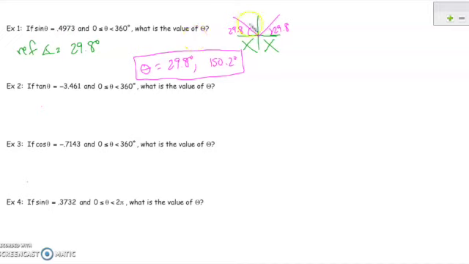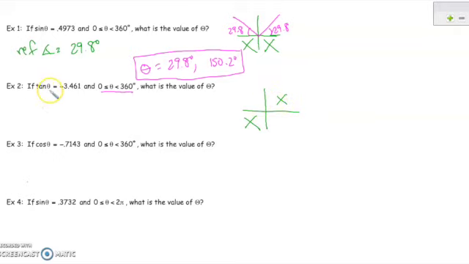Okay? Because I rounded with our reference angle, it's a little bit off, but it's close enough. Okay? Now, tangent theta equals negative 3.461, and theta is between 0 and 360. So let's think again here. Where are we going to get our answers? All right? Tangent is negative. So tangent is negative in quadrants 2 and 4. Okay? So we cannot have answers in 1 and 3.